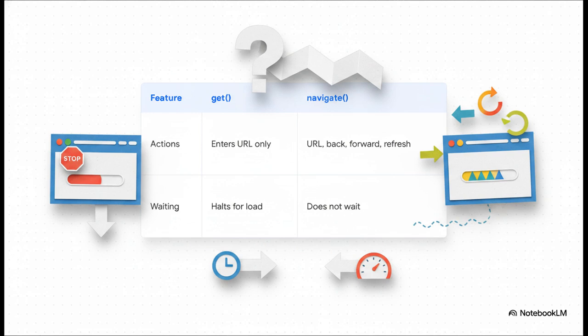Get is your safe, standard command. It enters the URL, and it intentionally halts your code execution until the page loads completely. Easy. Navigate, on the other hand, unlocks the true power of browsing history commands. It enters the URL, sure, but it does not wait for a complete page load. This is awesome because it allows your script to simulate things like clicking the back button, the forward button, or just hitting refresh on the fly.